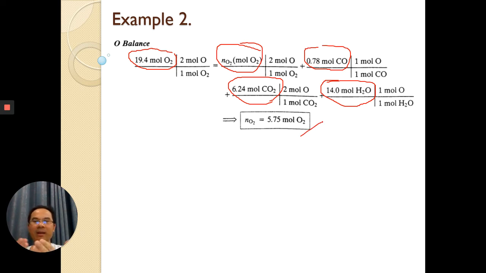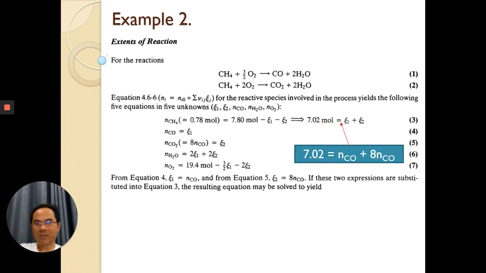So you can compare the atomic balance and the molecular balance. You can see the atomic balance is easier, it's better. Only 3 balances are needed to solve for the unknown. Okay, the last technique is the extent of reaction operation.